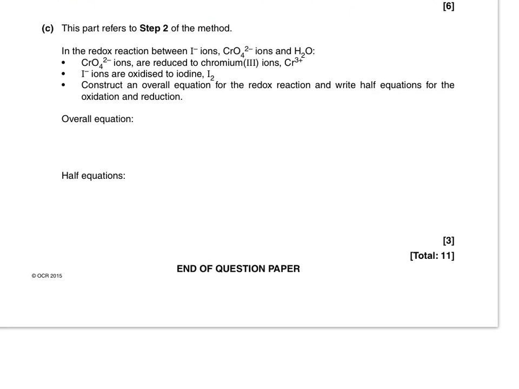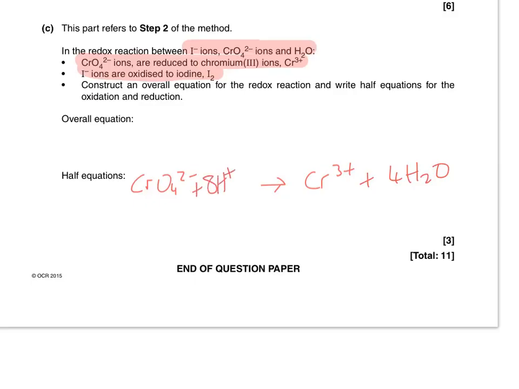So this part refers to step 2. It's quite straightforward. There's a redox reaction between I minus, CrO4 and H2O. And it gives you the two parts of the redox equation. I would certainly suggest doing the half equations first. So the question tells you that, and because you've got 4 oxygens, that will give you 4 waters, which would justify that. And then finally, that to balance the equation charges either side.